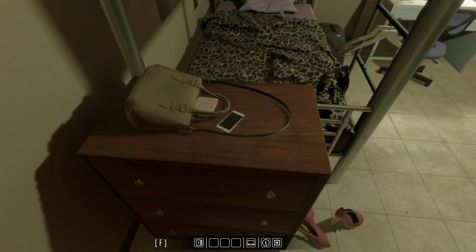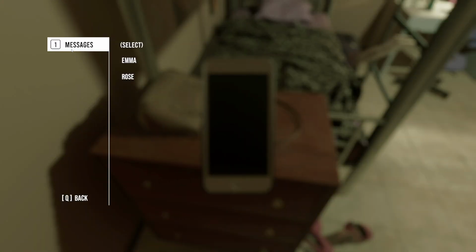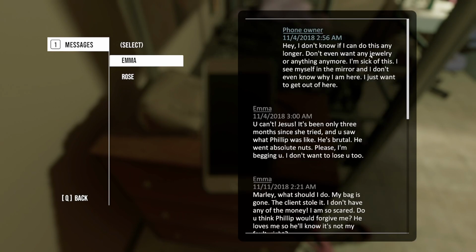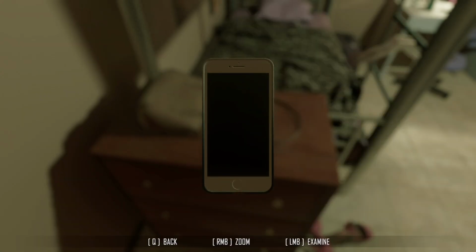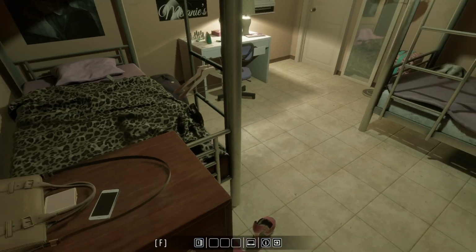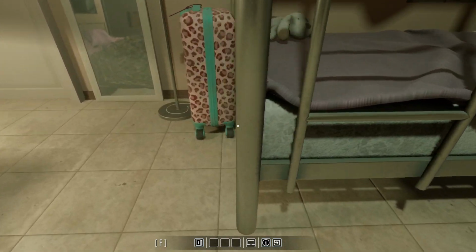What was the last month? I'm not checking there. Messages. Too early. You can't. Jesus, it's been only 3 months since she tried and you saw what Philip was like. He's brutal. He went absolutely nuts. Please, I'm begging you, I don't want to lose. That definitely points out that Janine would be the person who was in this bed earlier, maybe.